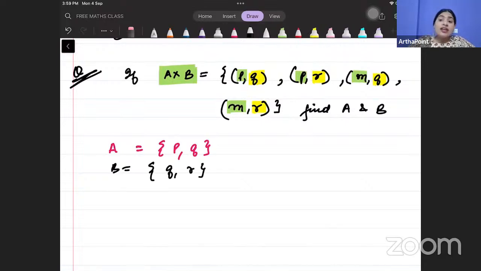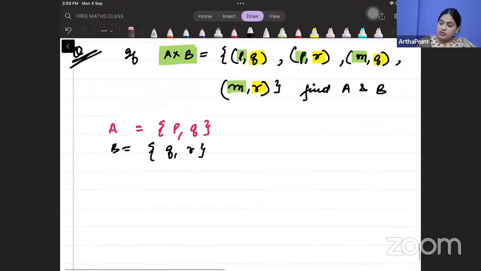So if you are given the Cartesian product, you can go back and find the elements also. Is this clear? Okay. With this, our first topic of relations and functions, which is the Cartesian product, is over. And now in the next class, I will start with relations. Okay? Any questions, beta?